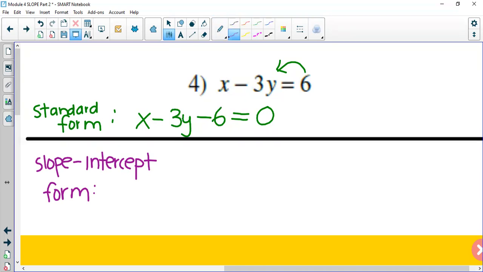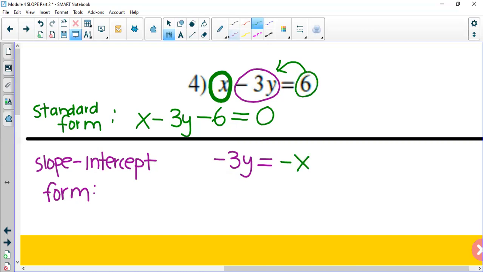Okay, so in this case, I am isolating my negative 3y on the left-hand side. I want to move my positive x over to my right-hand side. And the positive 6 is already on the right-hand side. It's going to stay over there. Okay, so far I see that my slope is a negative 1. Is that my slope? Is that my final slope? What am I forgetting to do? Can someone tell me? What do I have to do next?